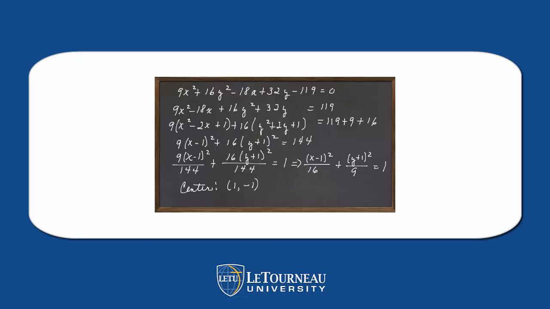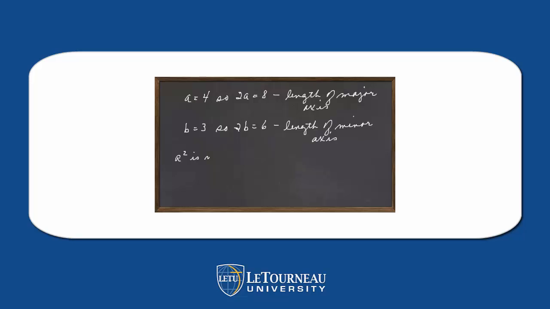So our center here is (1, -1), and a is equal to 4, so 2a equals 8. That's the length of the major axis. B equals 3, so 2b equals 6. That's the length of the minor axis. And this turns out, as you notice, to be an x-squared ellipse. In other words, the major axis is parallel to the x-axis. And we have our good old x-squared ellipse.